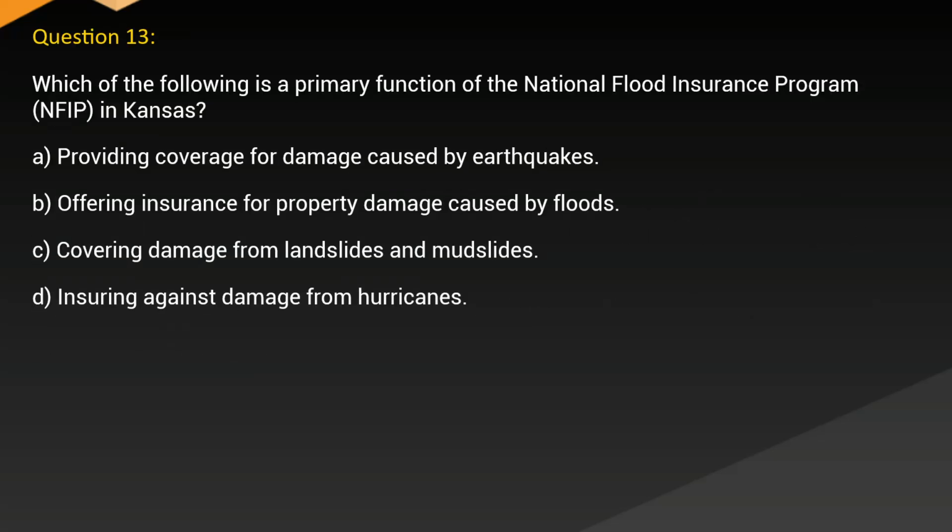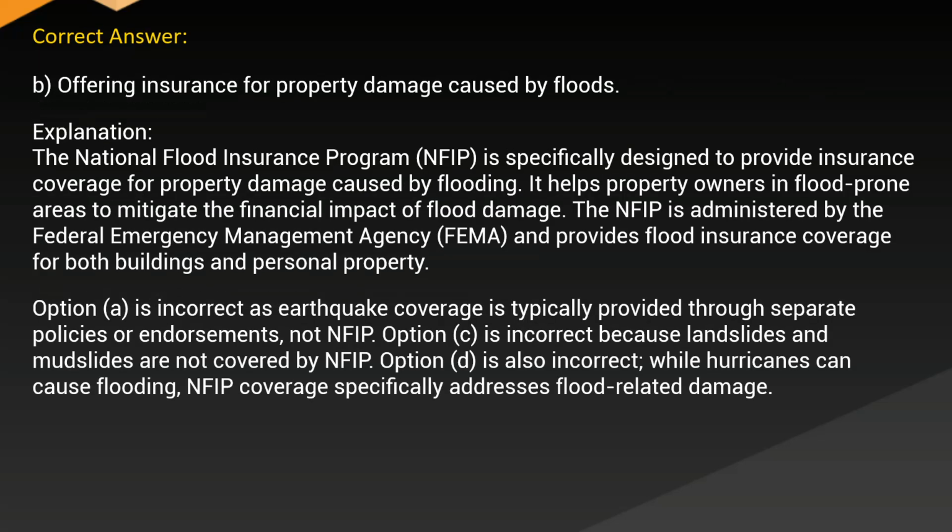Question 13. Which of the following is a primary function of the National Flood Insurance Program (NFIP) in Kansas? A. Providing coverage for damage caused by earthquakes. B. Offering insurance for property damage caused by floods. C. Covering damage from landslides and mudslides. D. Insuring against damage from hurricanes. Correct answer B. Offering insurance for property damage caused by floods.